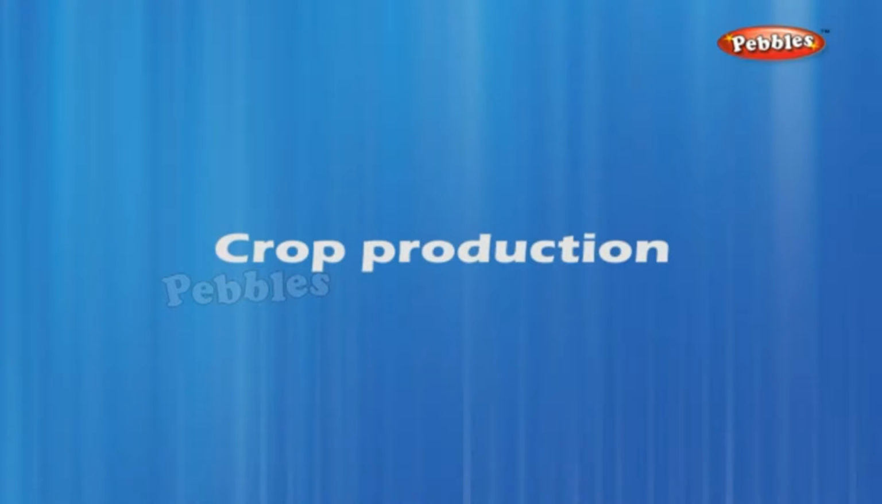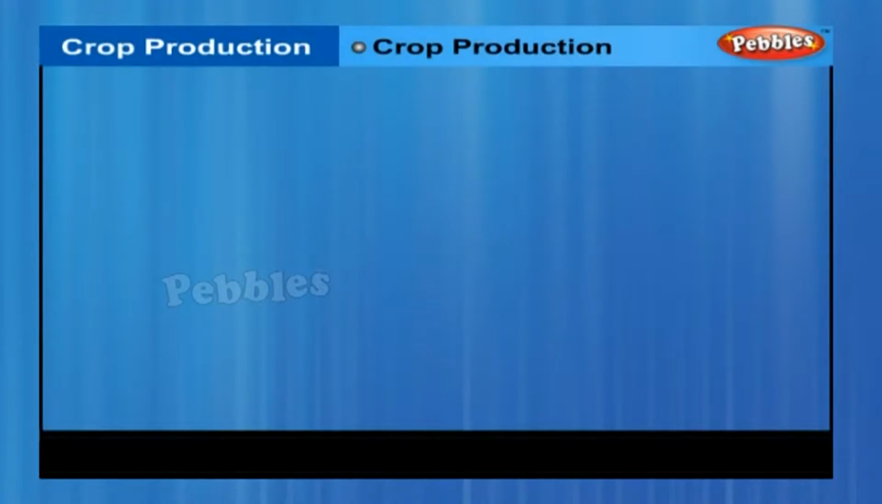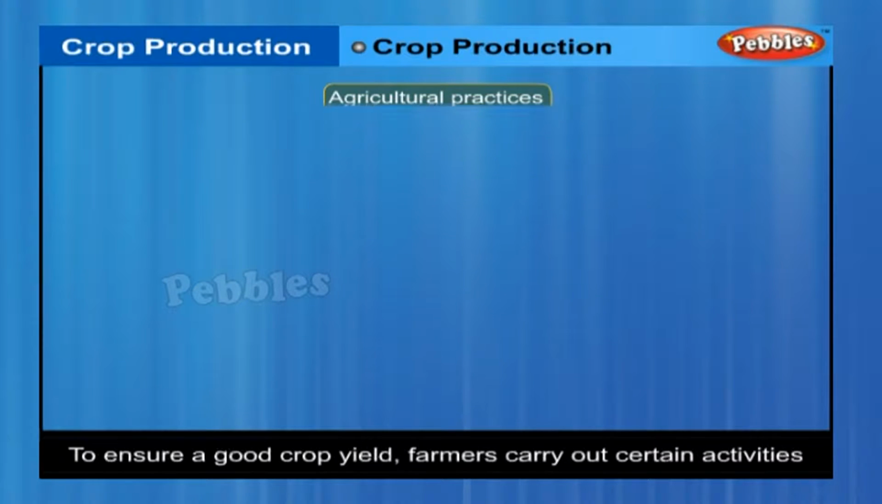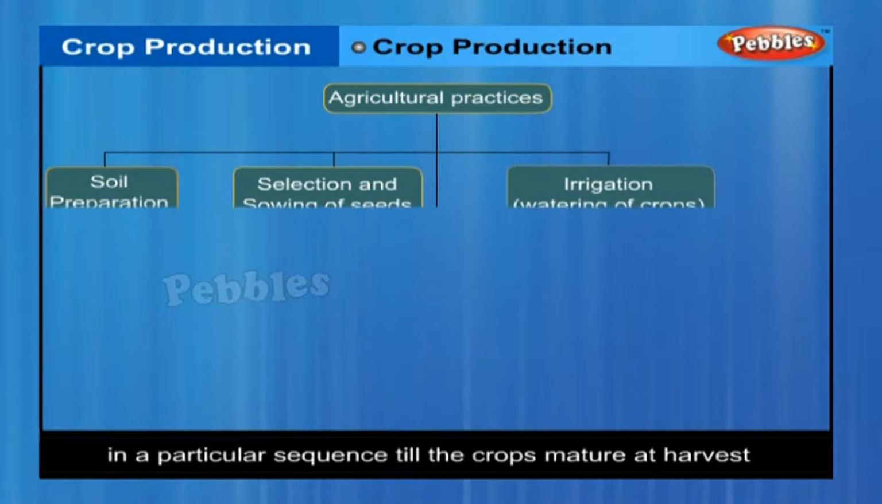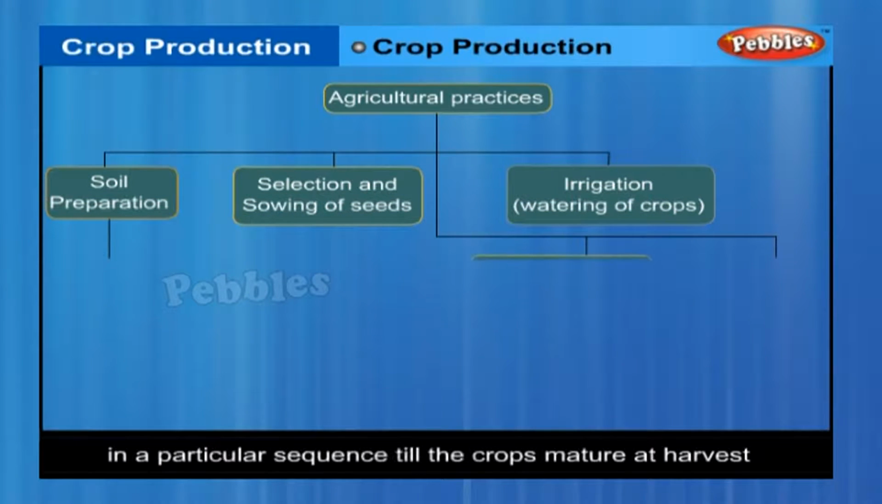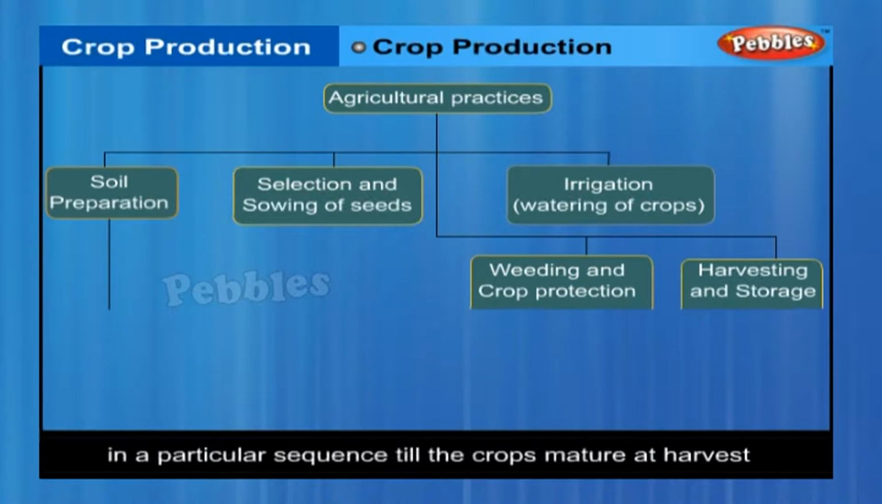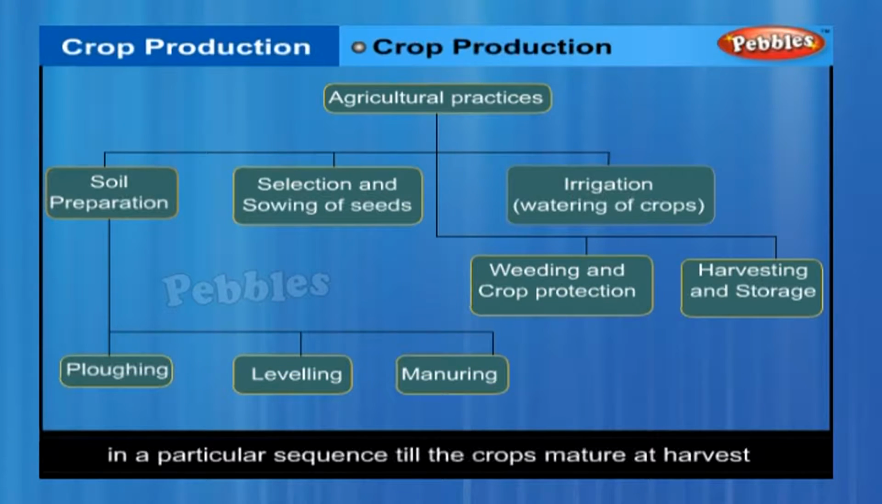Crop production. To ensure a good crop yield, farmers carry out certain activities in a particular sequence till the crops mature at harvest. These activities are called agricultural practices. A sequential listing of agricultural practices is given in the flowchart shown on your screen.